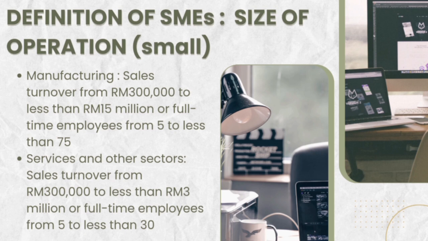Second, in small enterprise, it includes the manufacturing sector, which has sales turnover from 300,000 ringgit to less than 15 million ringgit or full-time employees from 5 to less than 75 workers. While for services and other sectors, sales turnover from 300,000 ringgit to less than 3 million ringgit or full-time employees from 5 to less than 30 workers.